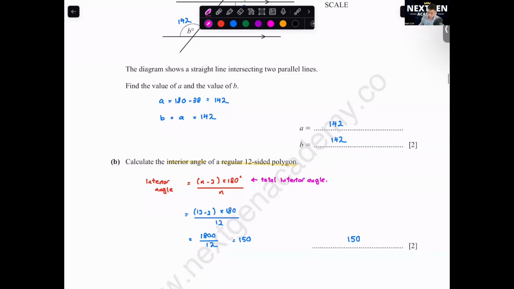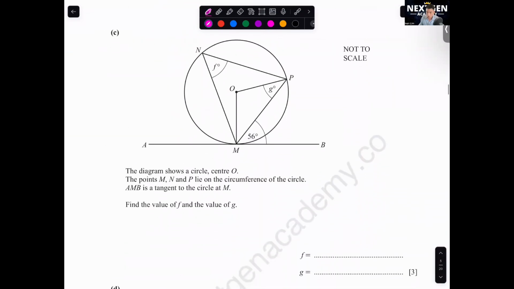Okay, question C. The diagram shows a circle, center O. The points M, N, and P lie on the circumference of the circle. AMB is a tangent to the circle at M. Find the value of F and the value of G. Okay, this is on your circle theorem.